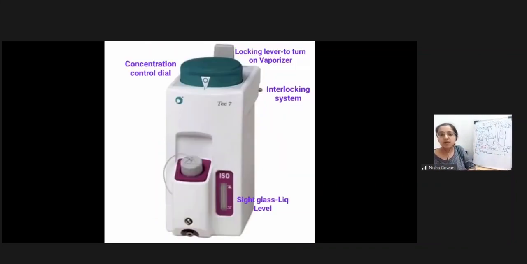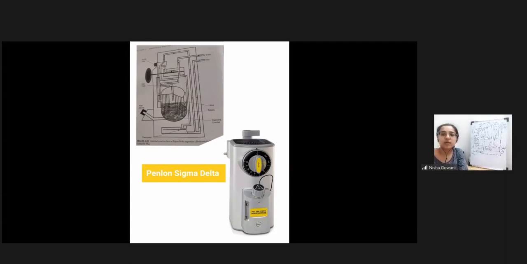Something that we're using very commonly, right? Very familiar image. This is Tech 7. Again, this is a variable bypass vaporizer. I have labeled the things over here. Here we have this interlocking system, which helps to fit the vaporizer on the back bar. This locking lever is to turn on the vaporizer. Behind this dial, there is a button that you press, and when you press it, you can turn and switch on the vaporizer. This is Tech 7, again a variable bypass vaporizer.